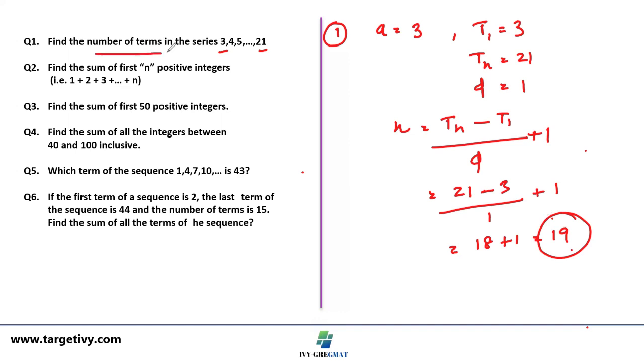So the number of terms in a series which starts with 3 as the first term and ends with Tn equal to 21 with a difference of 1. Since we can see the difference is 1, the total number of terms is 19. Let's take the next one.